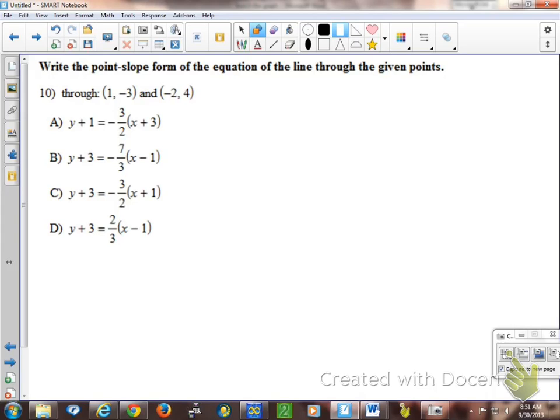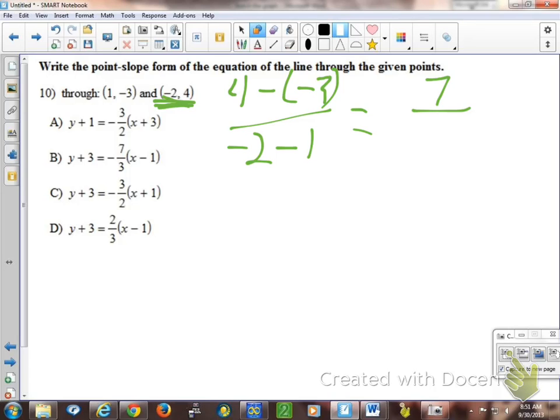All right. So, slope formula first. I'm going to use this point first. y2 minus y1 over x2 minus x1. So 4 minus negative 3 is 7. Negative 2 minus 1 is negative 3. My slope is negative 7/3.